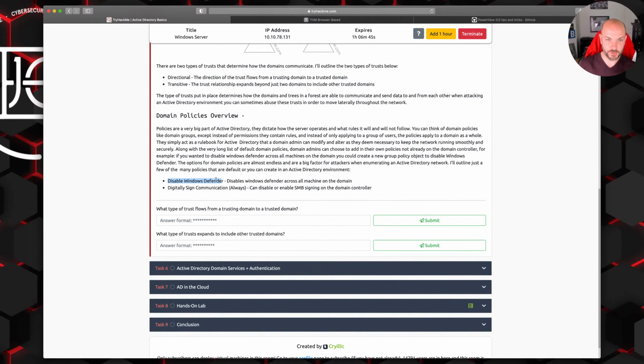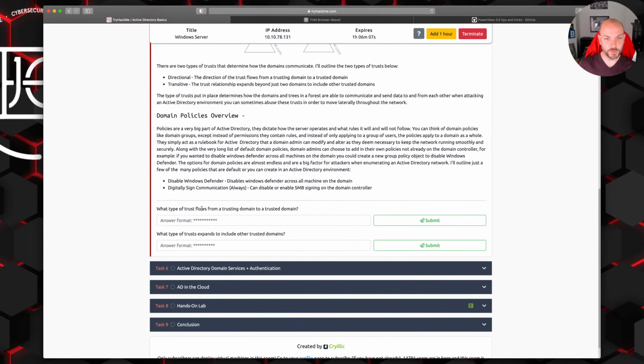You can disable Windows Defender, digitally sign communications. I mean, anything you can think of within a Windows environment, as far as different types of services and configurations, you can pretty much do within a GPO. You can also push out different types of scripts. You can change different registry settings. These can all be tied back to GPOs that, again, can be tied back to specific OUs. So pretty robust.